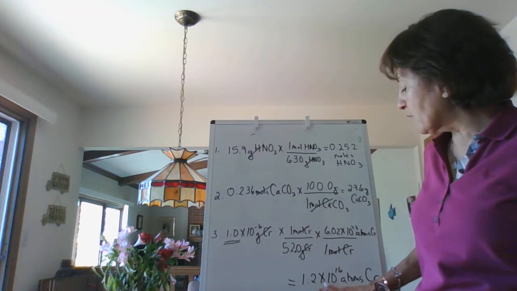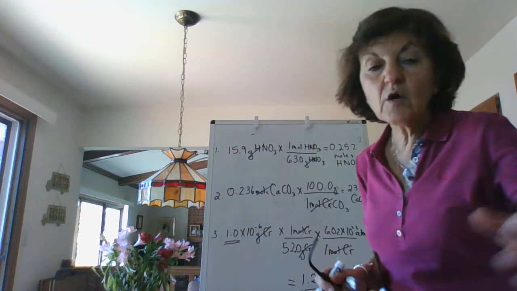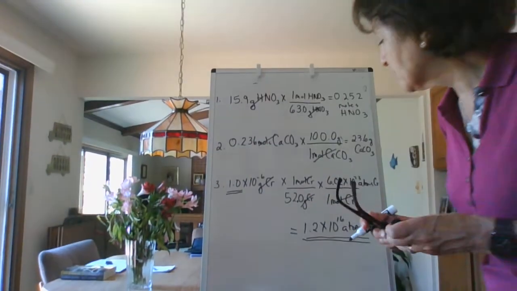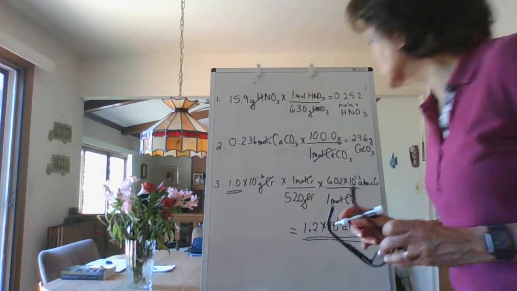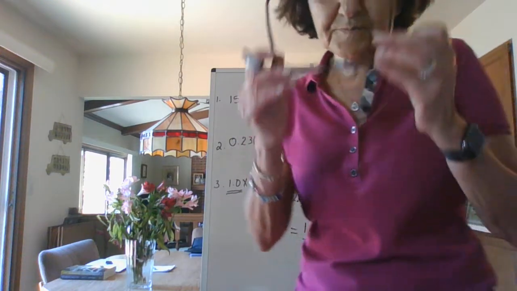This is 2 sig figs. I round it to 2 sig figs. You get every day you should be consuming 1.2. Hopefully you see these decimals. 1.2 times 10 to the positive 16 atoms of chromium.